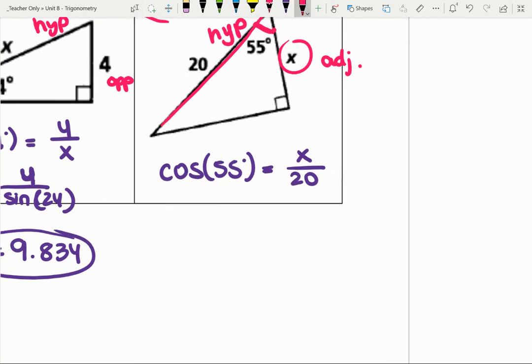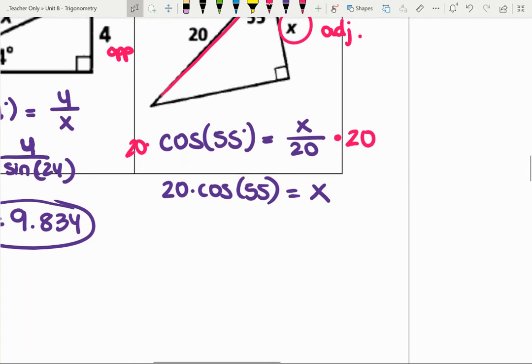I want to isolate x, so I'm going to multiply both sides by 20. And so I'll get 20 times the cosine of 55 is equal to x. And when I use my calculator there to simplify that, again, make sure we're using degrees, I'm going to get x is approximately 11.472.